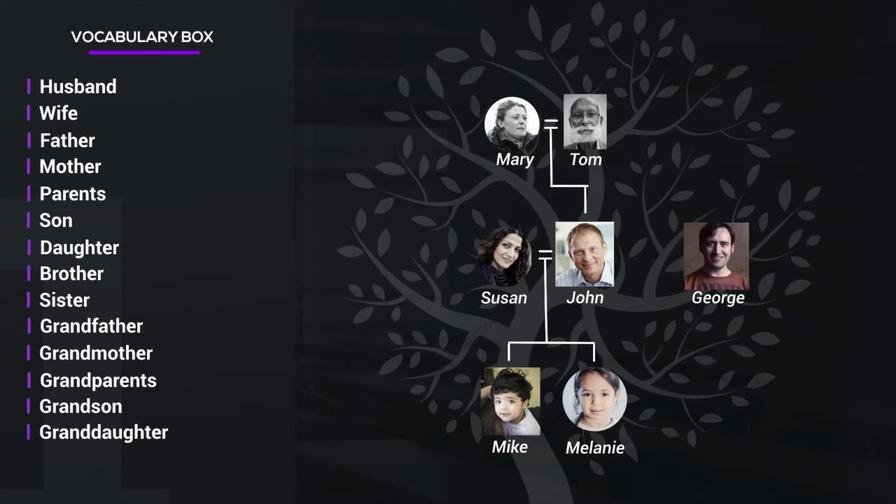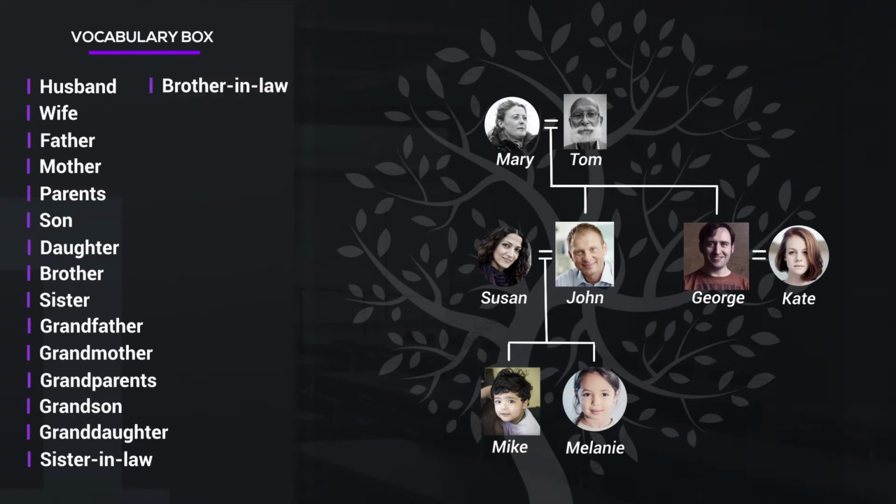This is George. George is John's brother. This is Kate. Kate is George's wife. Kate is John's sister-in-law. John is Kate's brother-in-law.